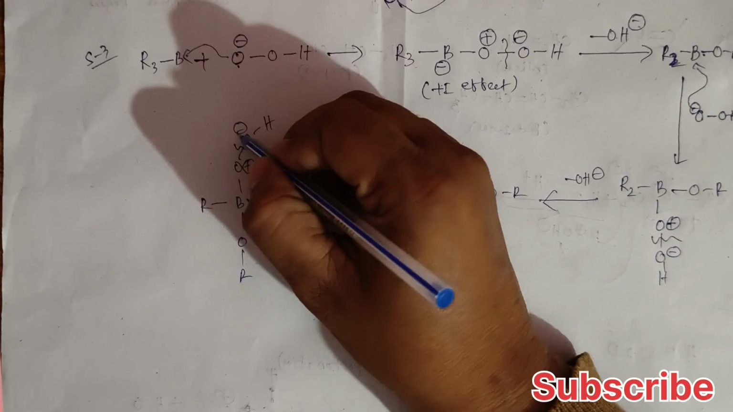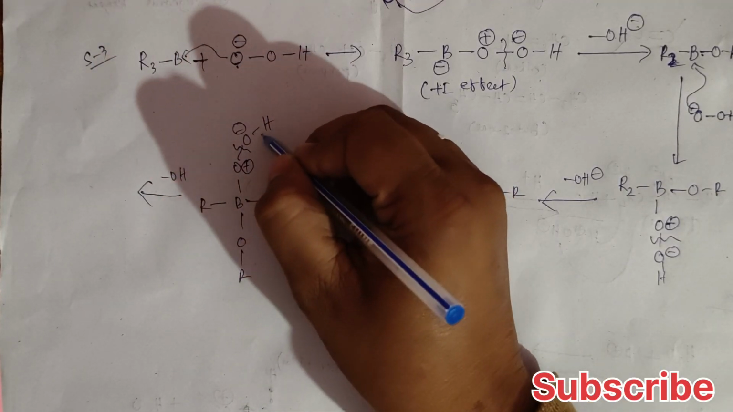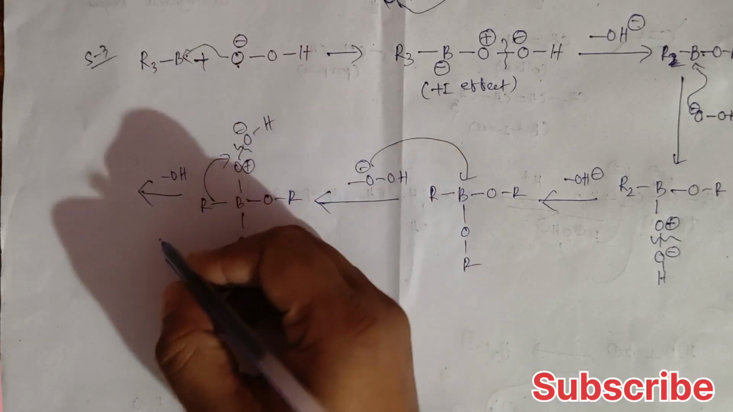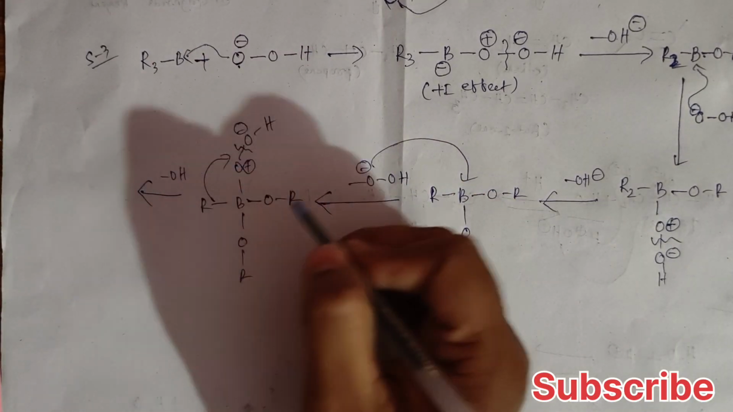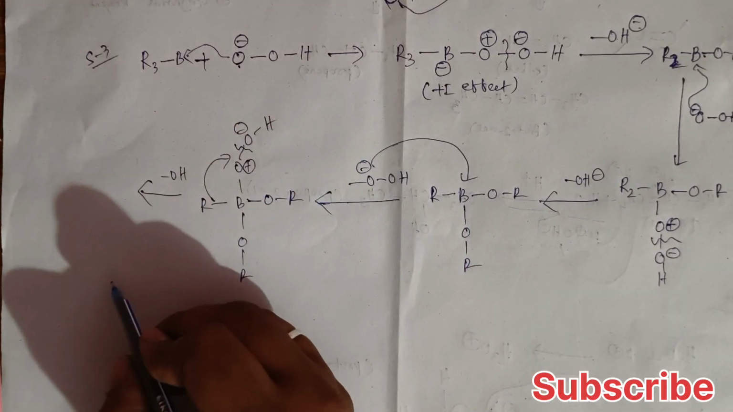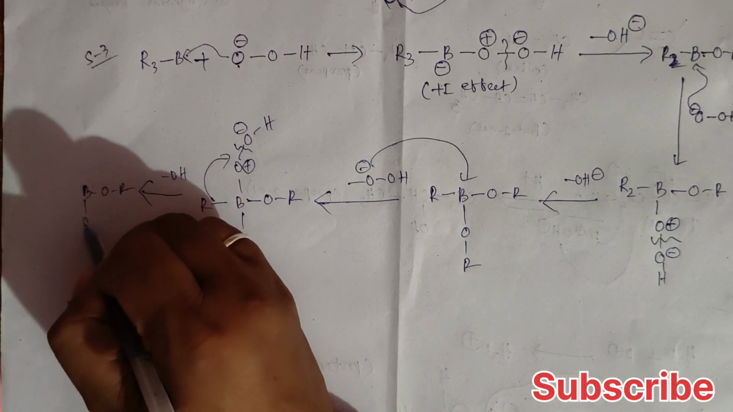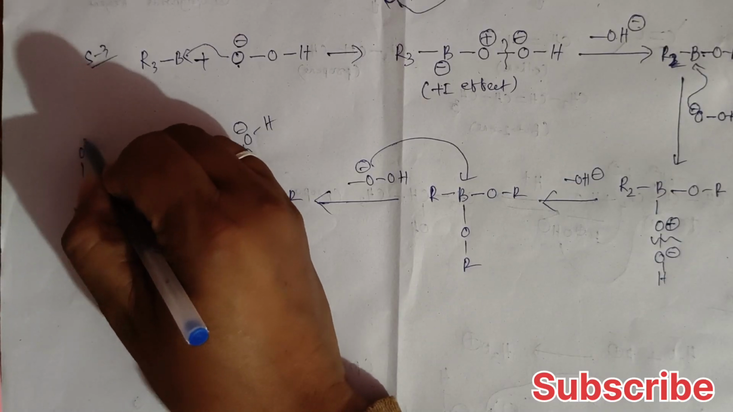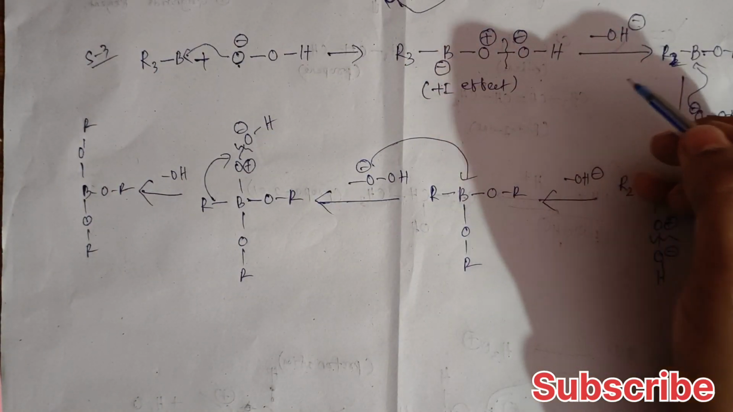Again this negative charge will be removed, minus OH, and to get stable this R will go to that direction, and we will get B, BOR, then another BOR. Simple? Yes or no? Very simple.